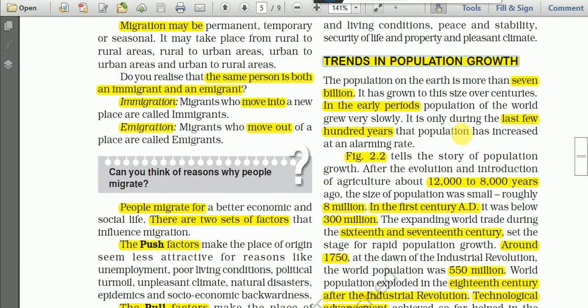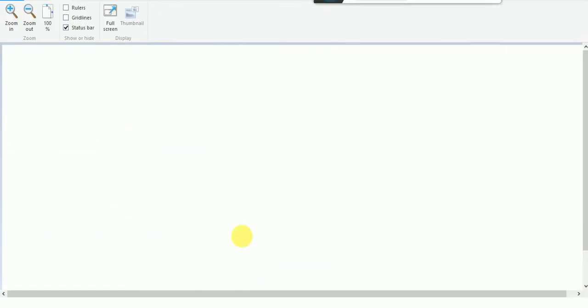Trends in population growth of the world. I remember we have been learning this chapter 1, the world population distribution, density and growth. And so let us start. Before we start, we may see a graph here.